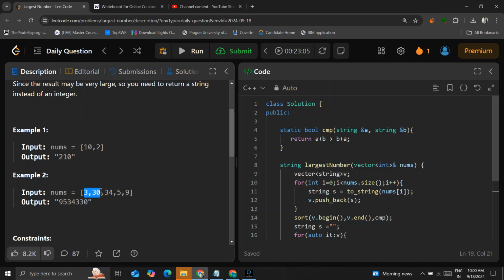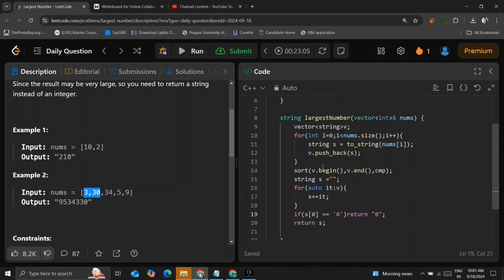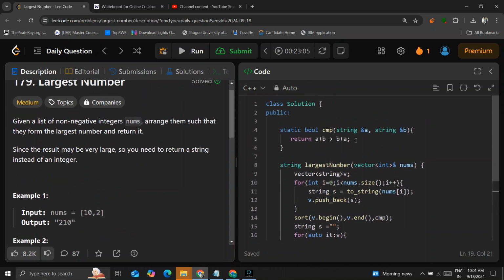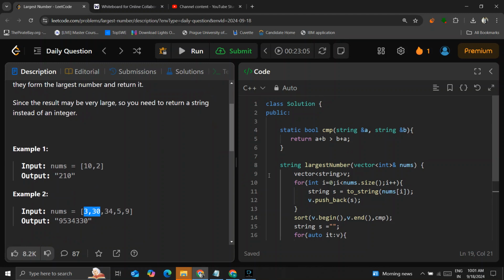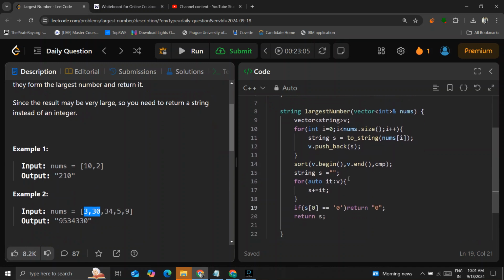So for 3 and 30, there are two ways of concatenating: 3 plus 30 and 30 plus 3. 3 plus 30 would give us 330, and 30 plus 3 would give us 303. Which one is greater? 330 is greater, so it will return 1. That means it tells this sorting function to arrange these two values in such a way that a comes first and then b comes afterwards. And suppose if it returns 0, that means b will come first, and after that a will come.